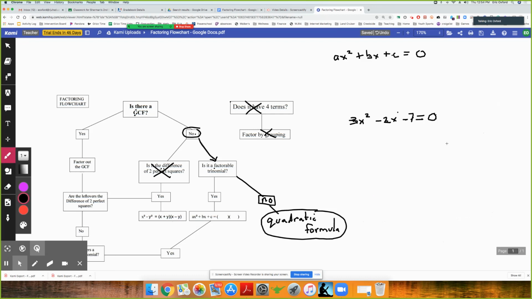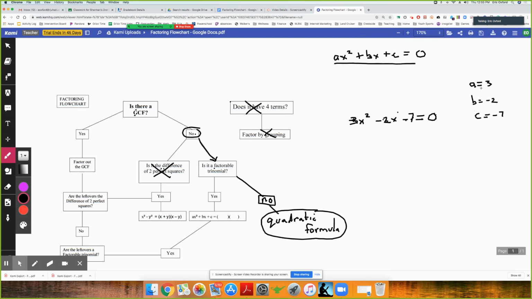Okay, we're back, and we are going to use the quadratic formula. The first thing I need to do is realize that I'm in standard form, and so a is my first term. A is equal to 3. I'm going to list it right here. My a is 3. B is my second term. B is equal to negative 2. C is my last term. C is equal to negative 7.